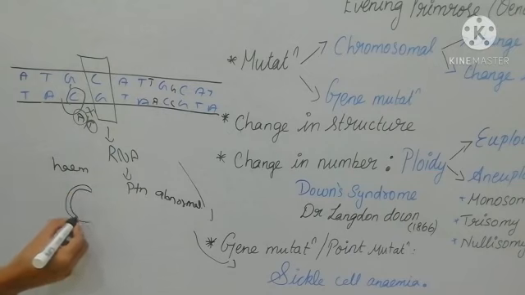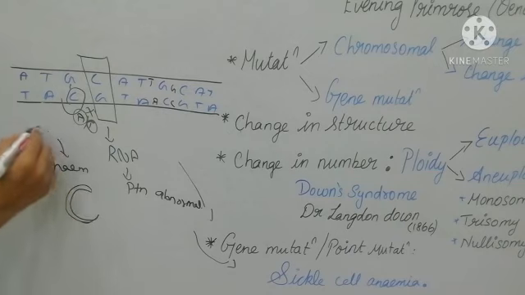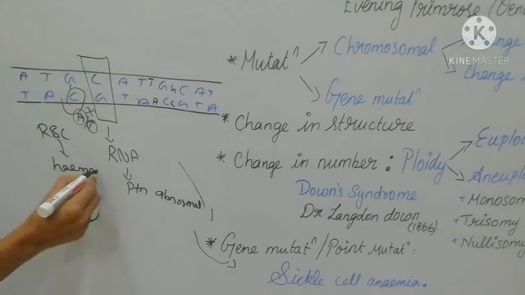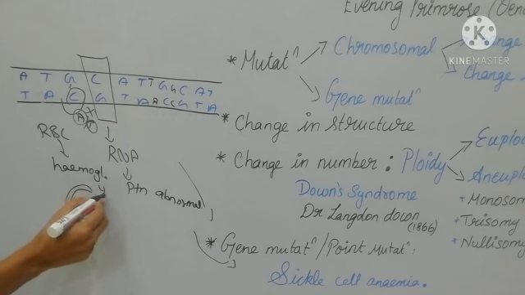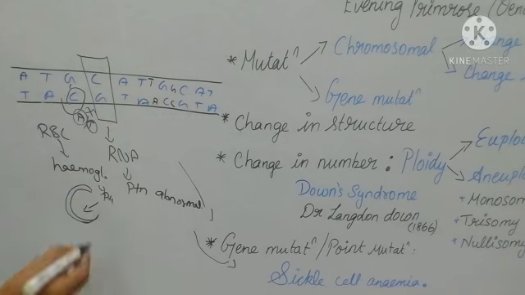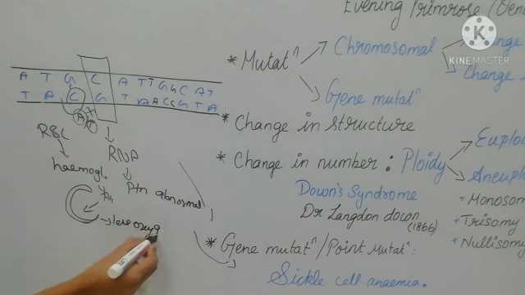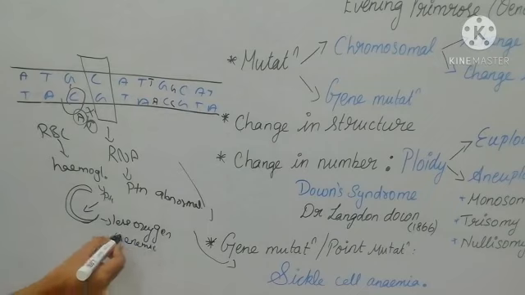The RBCs carry the hemoglobin. Only RBCs carry hemoglobin, and this hemoglobin contains the protein, and that protein will be in the shape of a sickle. That sickle-shaped hemoglobin will carry a very small amount of oxygen, so the person will always be anemic. Hence the name sickle cell anemia. These are all about mutation and its types.